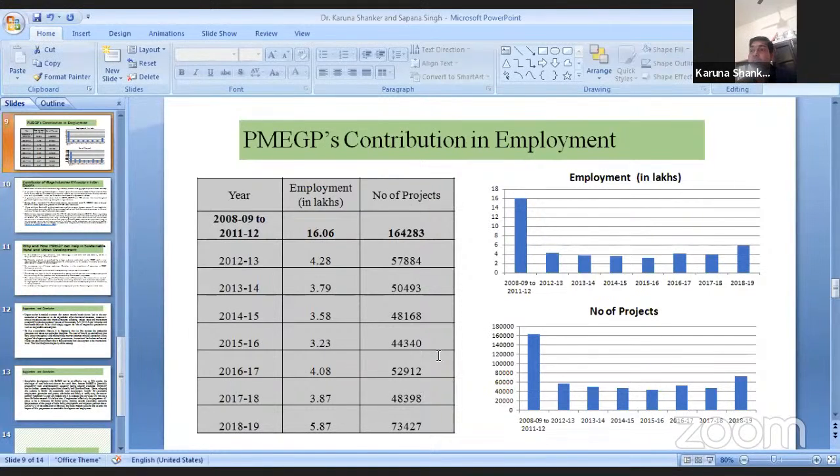Basically, I have shown the last 10 to 15 years of data regarding employment, the number of projects, or you can say the number of units sanctioned, and funding under this PMEGP scheme. Through each and every project, many lakhs of employment opportunities are generated per year.